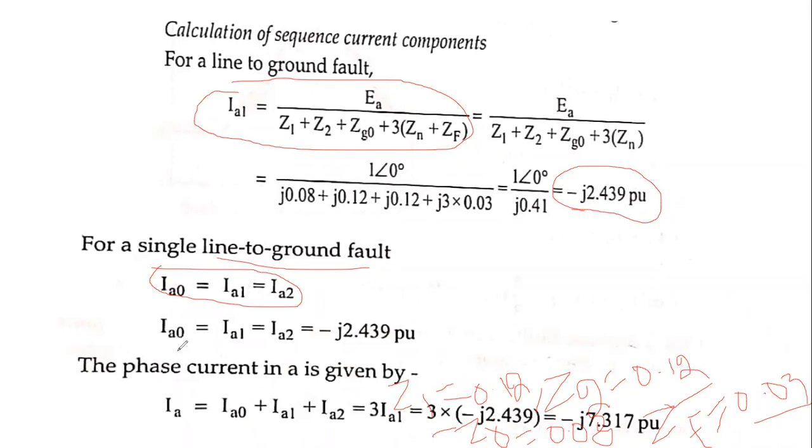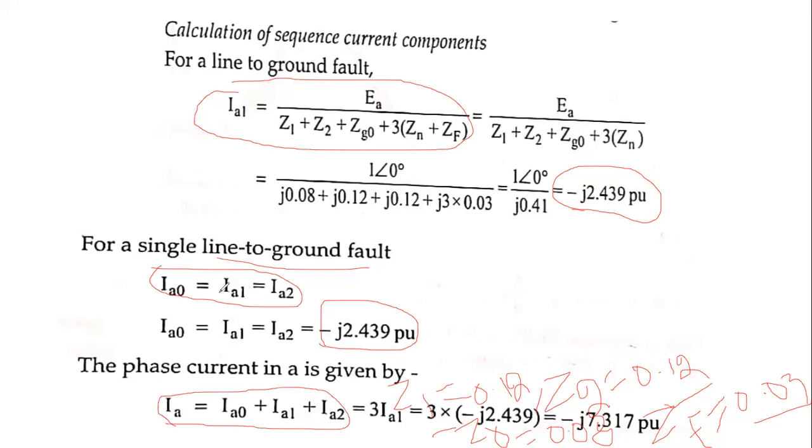Therefore IA1 is equal to IA0, equal to IA2, which is equal to minus j 2.432. Next, the phase currents, that is IA. Therefore IA is equal to IA0 plus IA1 plus IA2.